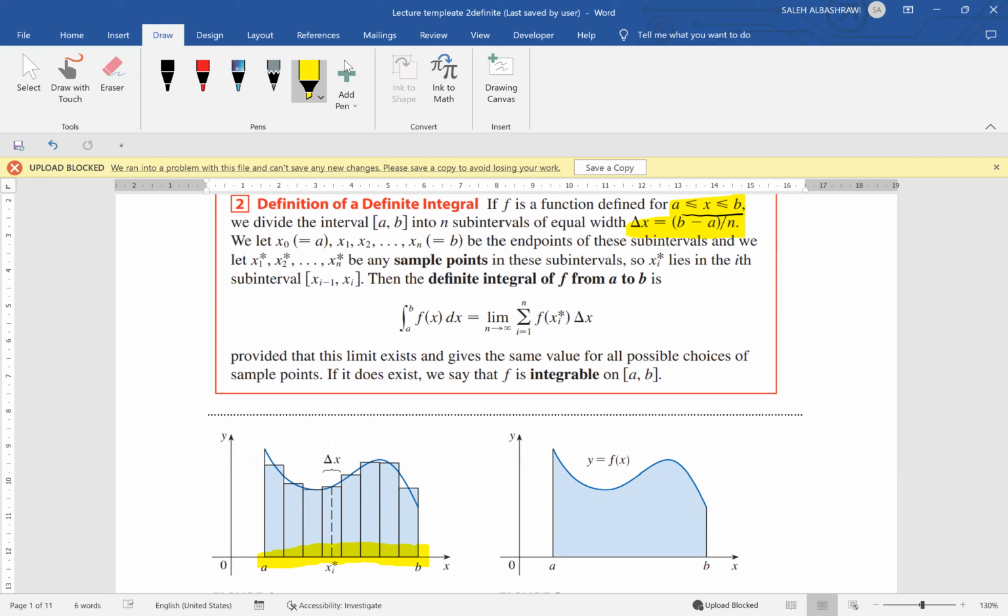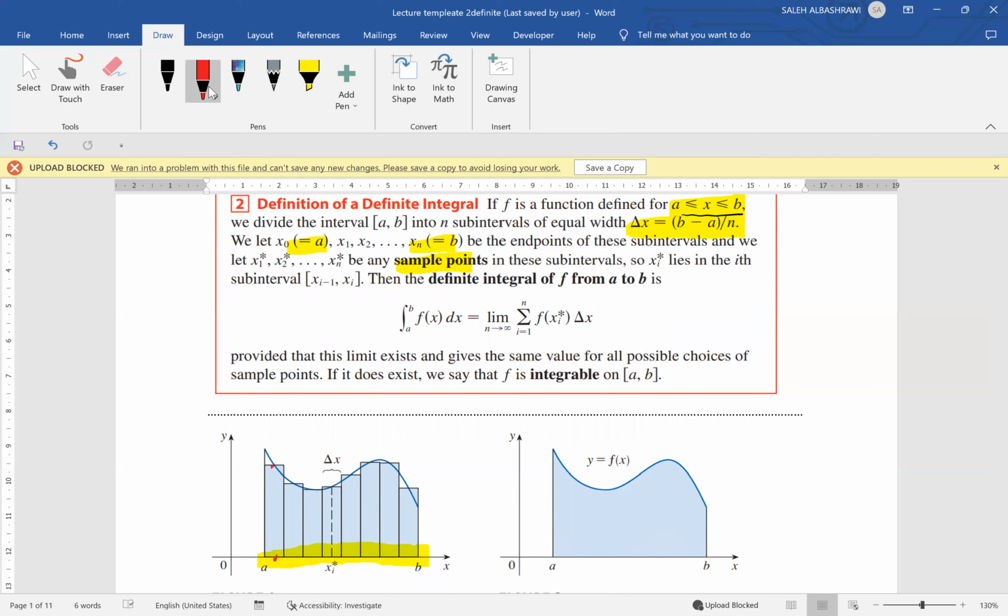And we need the starting point x sub 0 equal to a and x sub n equal to b to be the endpoints of these sub-intervals, and we let x1 star, x2 star, up to x sub n star be sample points. Sample point means we can choose any point in the interval between xi and xi plus 1.